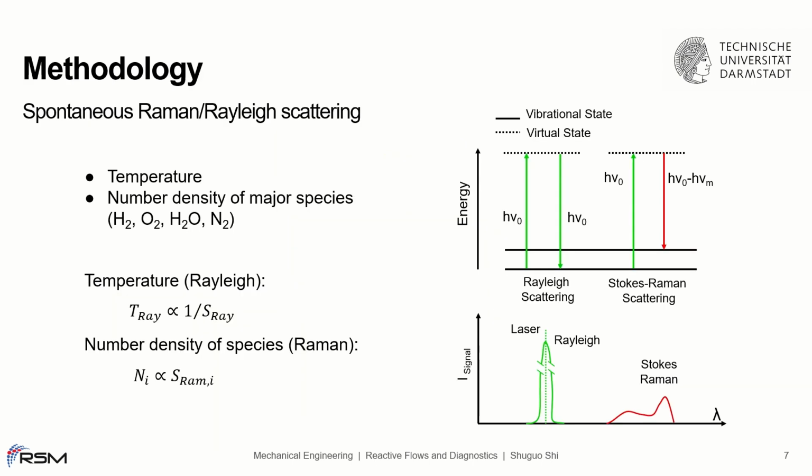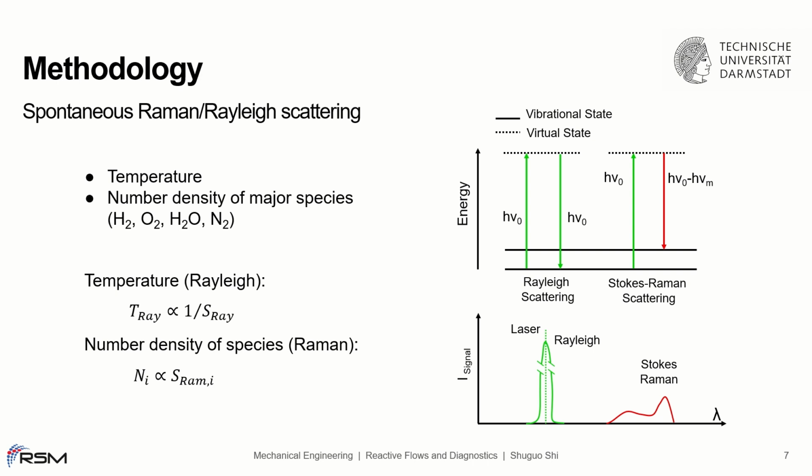Spontaneous 1D Raman-Rayleigh scattering was used to measure the temperature and the number density of major species in the flames. The principles of the Raman-Rayleigh scattering are shown on the right side. A molecule is excited by a laser photon into a virtual state. If the molecule falls back to the ground state, it will emit scattered light with the same frequency as the incident light. This is Rayleigh scattering. If the molecule falls back to an excited state instead of the ground state, the scattered light will have a different frequency and energy compared to the incident light. This is Stokes Raman scattering.